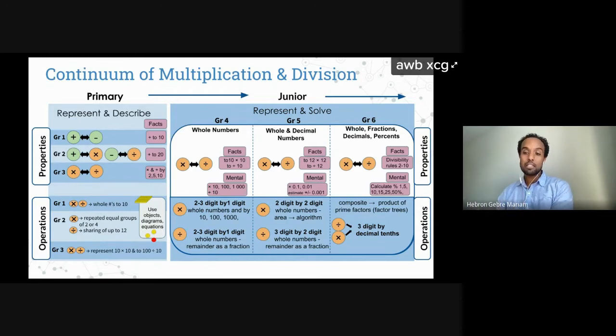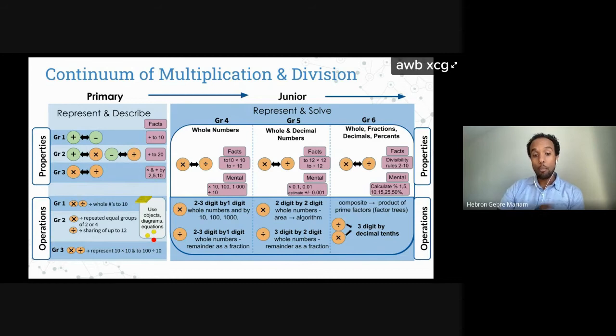In grade 6, they're jumping to some divisibility rules, dealing with more factors and composite numbers, which we'll see in the operations section. And they're dealing with the concept of percents, doing mental estimation of percents of simple chunks like 1, 5, 10, 15, 25, and 50%.